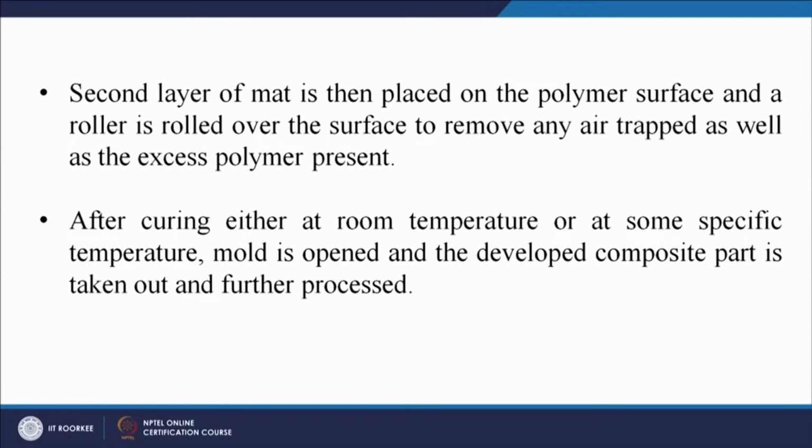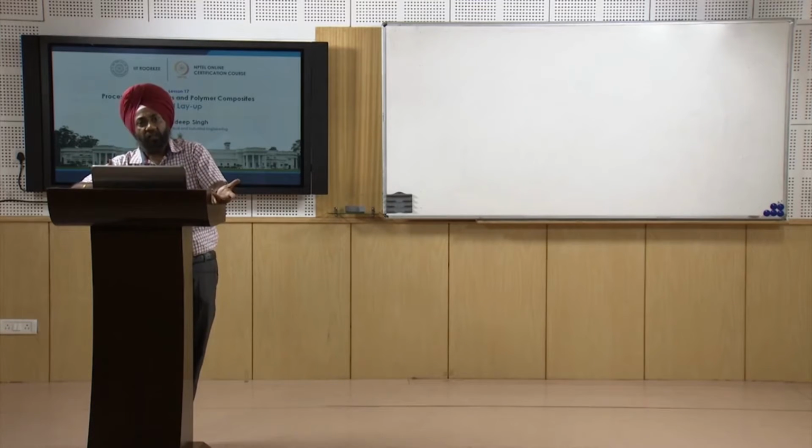So after curing at room temperature or at some specific temperature that we have to decide, the mold is opened and the developed composite part is taken out and further processed. Further processing means that sometimes we may have some polymer which has moved out. We have to cut that polymer which has solidified along with the composite, and we will get our composite plate or sheet or product, depending upon the shape of the mold. As I have already explained, the shape of the mold will decide the shape of the composite product.